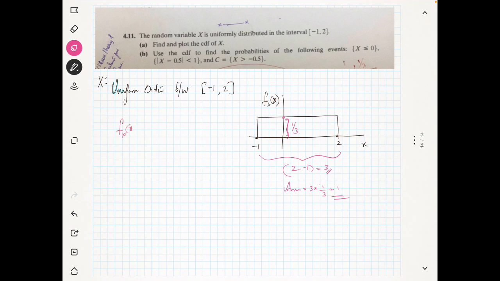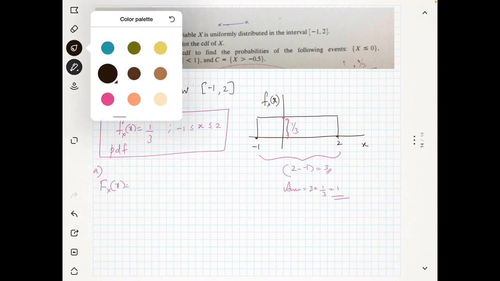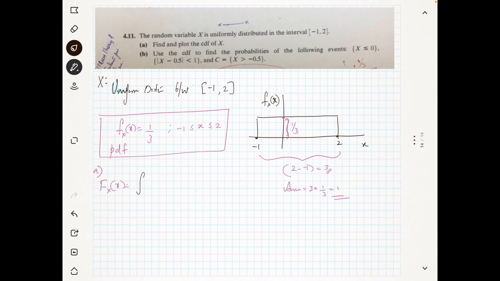So f_X(x) is equal to 1/3, where x takes the value between -1 and 2. This is the PDF. Now we want to find the cumulative distribution function F_X(x). This is part A of the question. F_X(x) is nothing but the integral from minus infinity to x of f_X(x) dx.